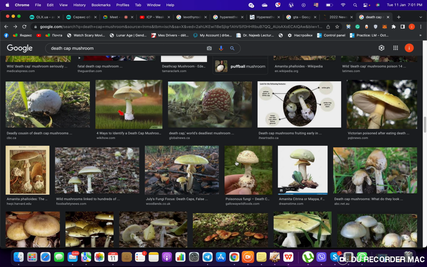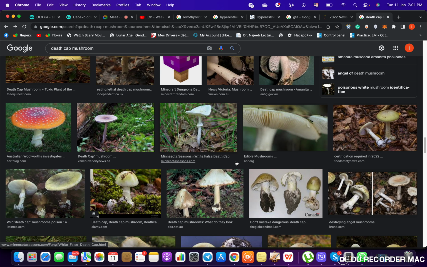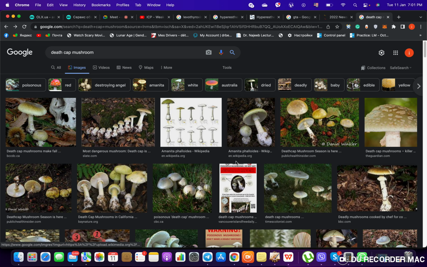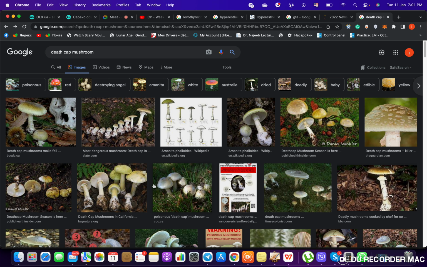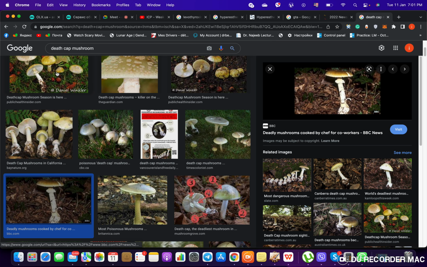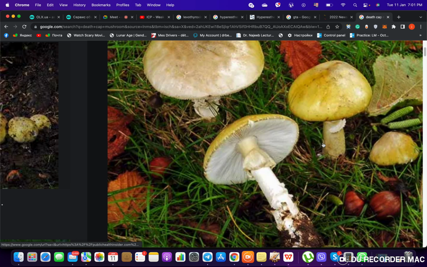But the question comes, how can it kill you? Well, first of all, let me teach you a trick, guys. How to know that you have a death cap mushroom? Oh my God, I'm becoming not a doctor, but something else. Can you see what it has here? It has like something on its neck.